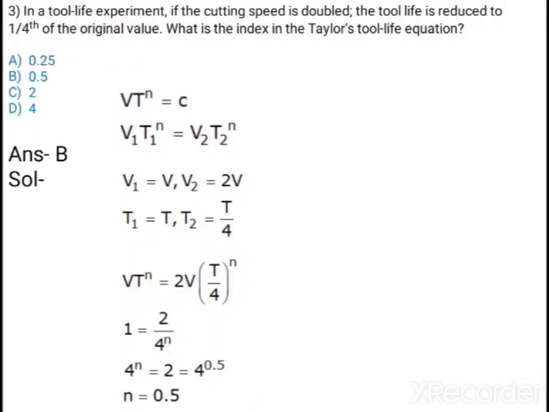So we have the expression VT^n = 2V (T/4)^n. After simplification you will get 1 = (2/4)^n, or you can simplify it further as 4^n = 2, and then you can easily find the value of n. n stands for half, so the value is 0.5, and option B is right for that.